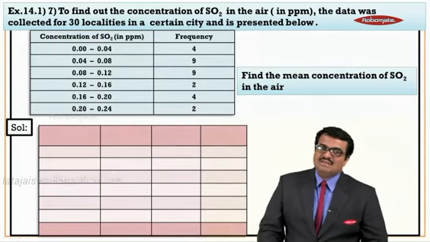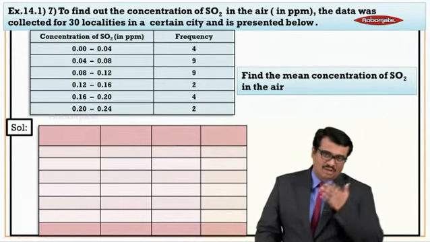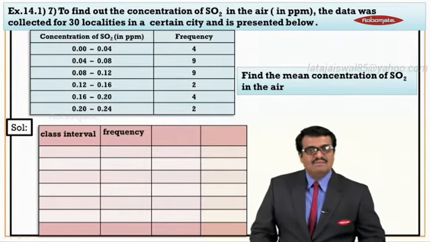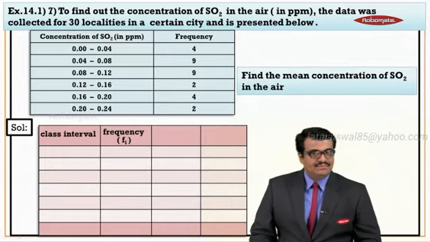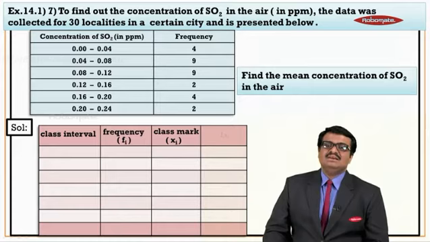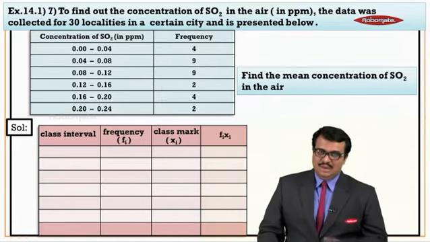So direct method, when you are using, you will have to prepare columns. 4 columns have to be prepared. The first column will be class interval. The second column will be frequency, denoted as Fi. The third column will be class mark, denoted as Xi in this entire chapter. And the last column will be Fi into Xi.